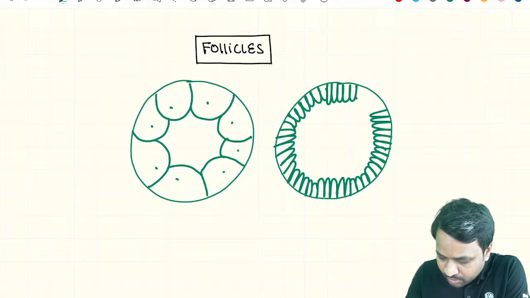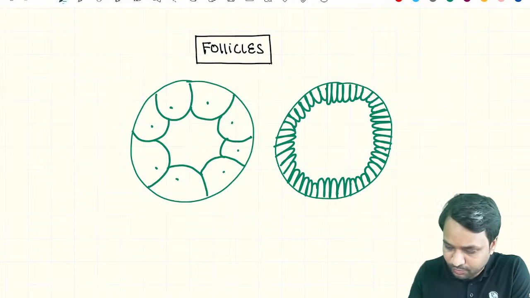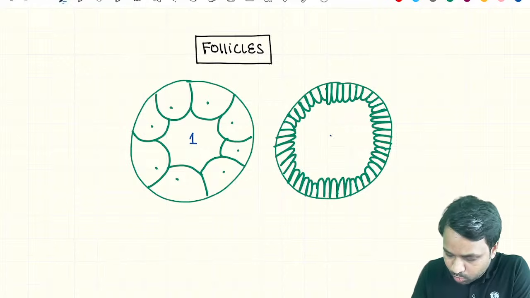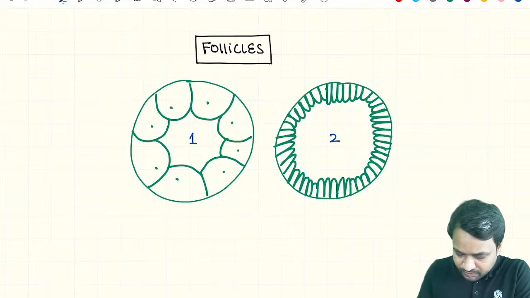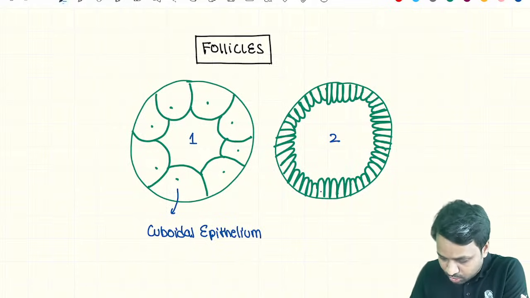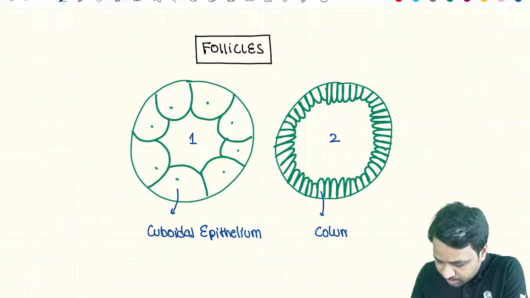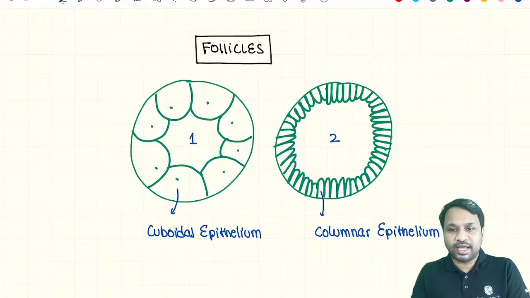So in follicle number 1, what do you think the cells are? In follicle number 2, what do you think the cells are, right? So this is your follicle number 1, this is your follicle number 2, right? Now, first of all, identify the cells that you have. In follicle number 1, you have these broader cells, and these are your cuboidal epithelium. Whereas in number 2, you can see these tall, slender ones. These happen to be the columnar epithelium, right? Absolutely good, Satya. The first one is cuboidal, the second one is columnar.